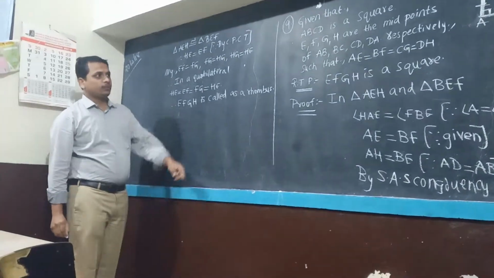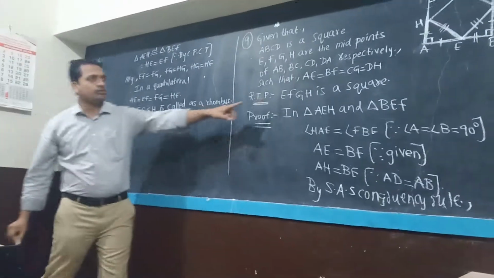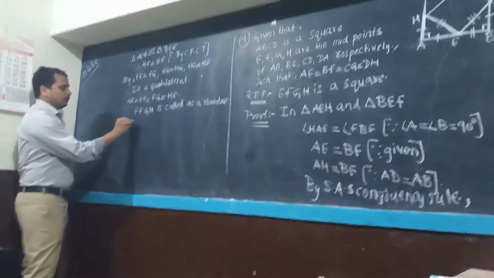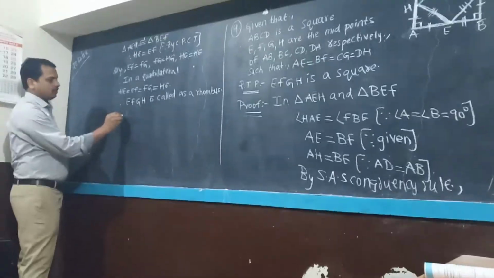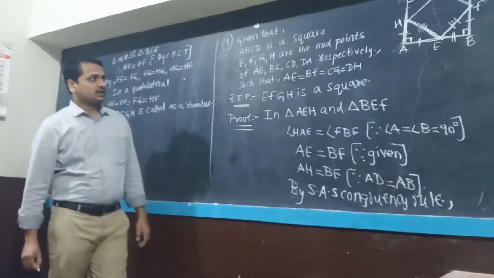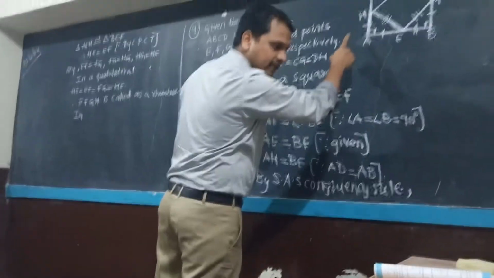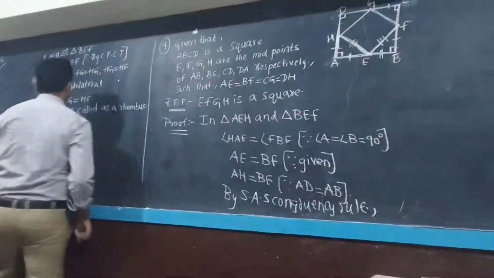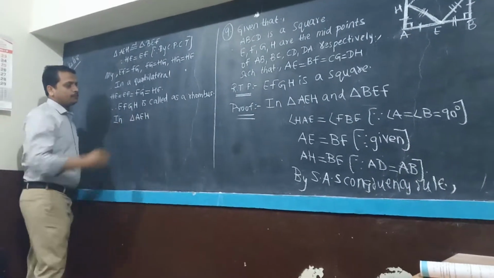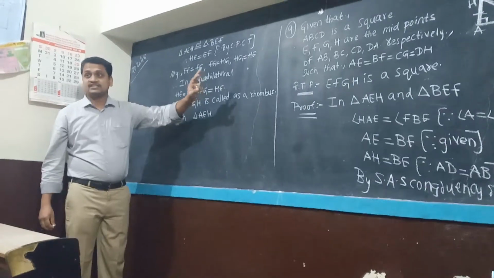Now, what do we have to prove? Our aim is to prove EFGH is a square. In triangle AEH, we have proved that EFGH is a rhombus. Now we have to prove EFGH is a square.